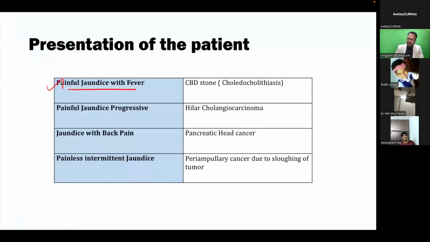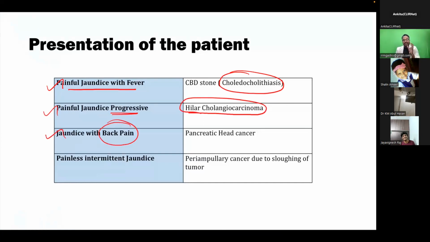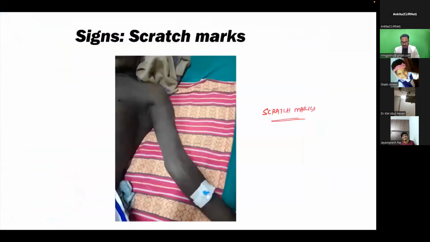Painful jaundice with fever is CBD stone. Painful jaundice with fever is because of CBD stone. Painful progressive jaundice is hilar cholangiocarcinoma, Klatskin tumor. Jaundice with back pain, pancreatic cancer. Whenever the word back pain comes, it is because of pancreatic cancer. Painless intermittent jaundice is periampullary cancer. So these are the 4 cases which can be kept for your exam. So the only cases will be these 4. You should therefore know about these 4 cases for your exam.